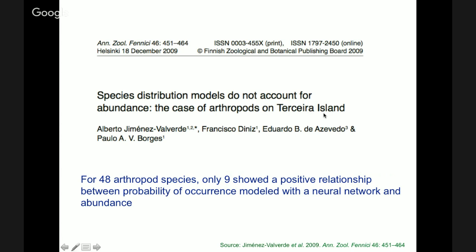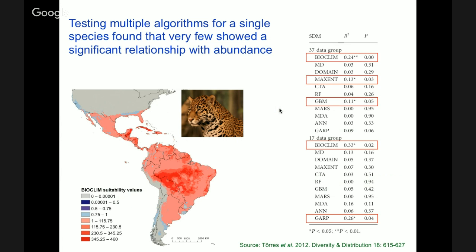Well, there are other studies with negative results. For example, this from Alberto Jiménez-Valverde, in which he tested this relationship using a neural network for 48 species of arthropods, and he found that only in 9 of those species there was a positive relationship between probability of occurrence and abundance. In this other study from Natalia Torres in the group of Alex Diniz-Filho in Brazil, they tested the ability of several algorithms, you can see here to the right, to predict the abundance of this species, the jaguar, across the whole distribution in the Americas.